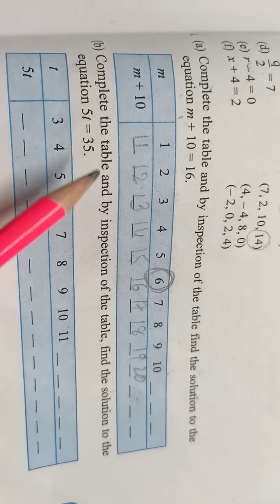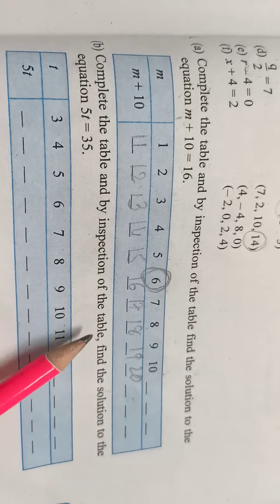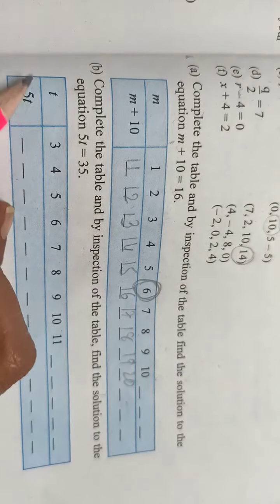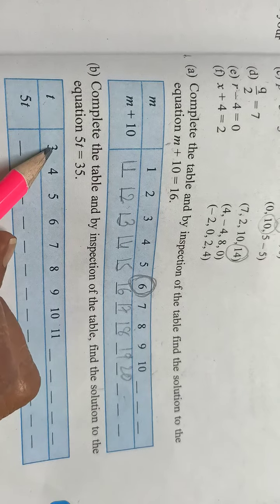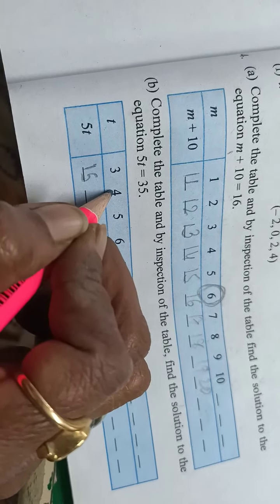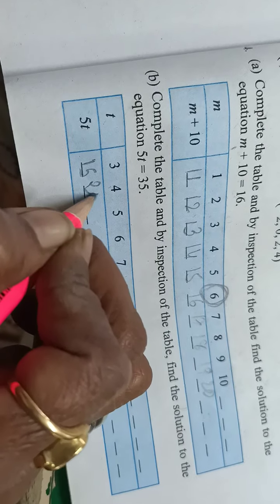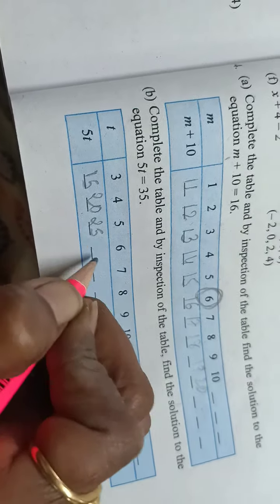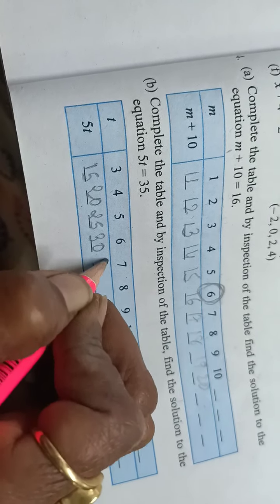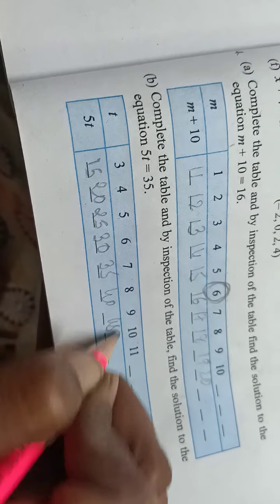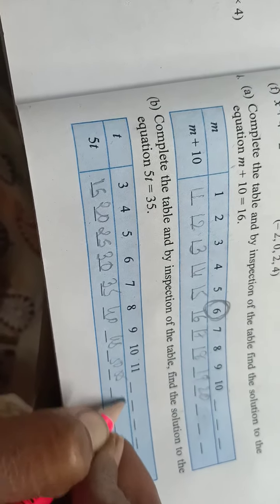Next, complete the table and by inspection of the table find the solution to the equation 5t is equal to 35. Suppose you keep t is equal to 3. So 5 3s are 15. T is equal to 4. 5 4s are 20. T is equal to 5. 5 5s are 25. 6 5s are 30. 7 5s are 35. Then 40, 45 and 50, 55 and so on.